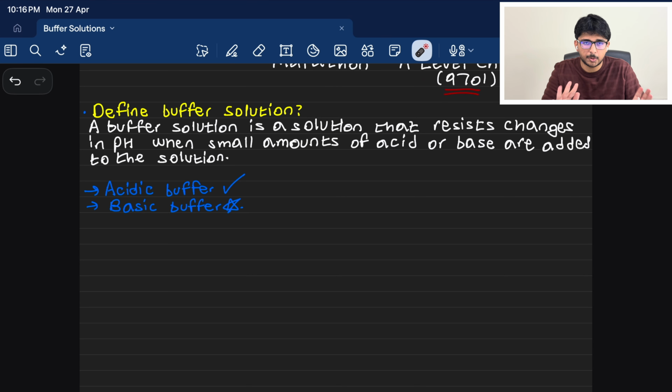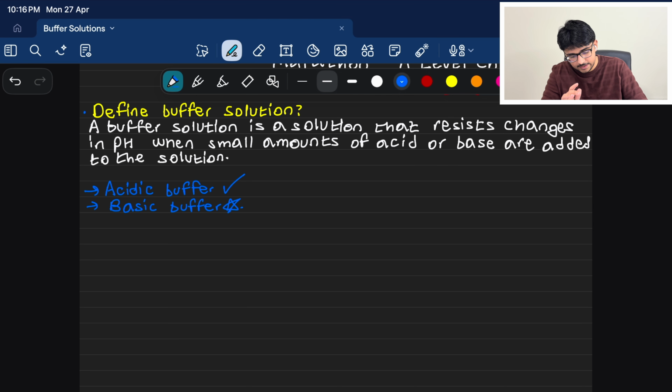95% of all buffer questions in your P4 exam are going to be from acidic buffer. Take this from me and trust this. Acidic buffer is going to be 95% of all your buffer solutions. The remaining 5% is basic buffer. I've rarely seen two questions from basic buffer, so you don't need to worry about this. Only worry about this. So let's start with an acidic buffer.